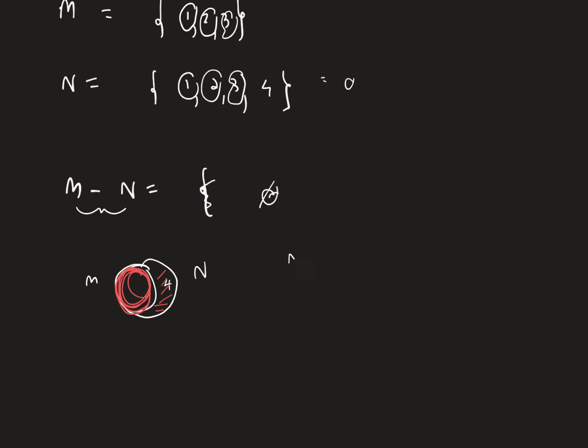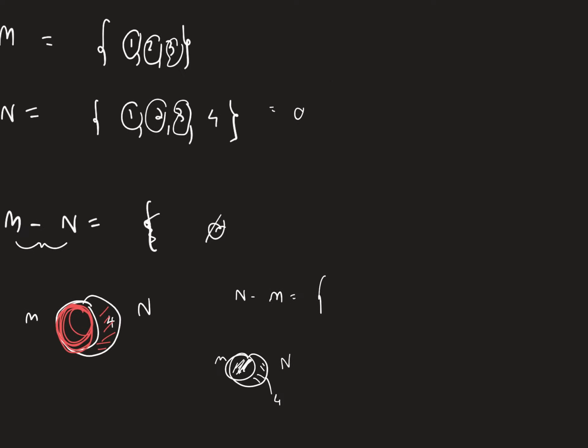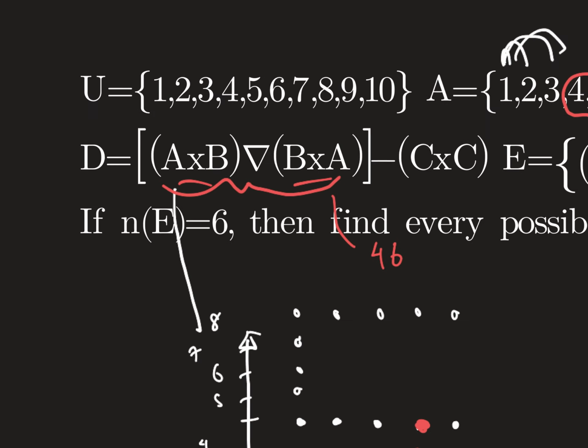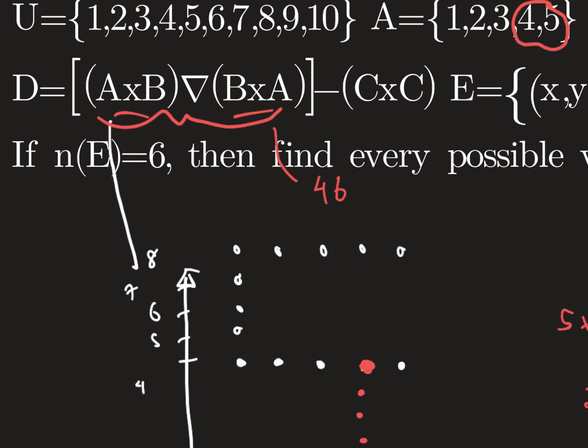But if I ask you what N minus M is, right now you need to consider 4, because this is M and this is N. So what is left is the area here, which is 4. But in this case, it is A times B union B times A minus C times C.